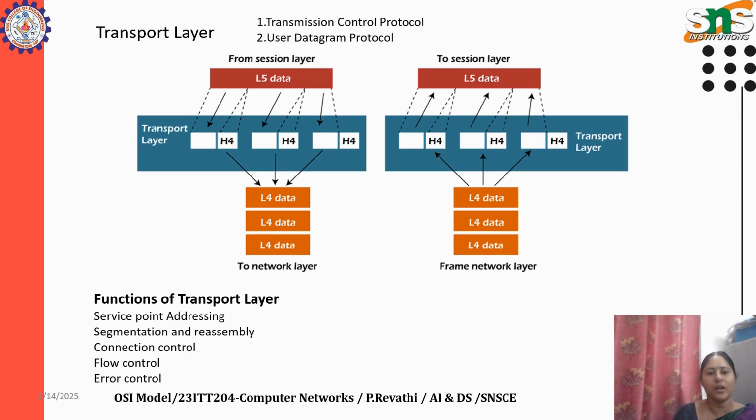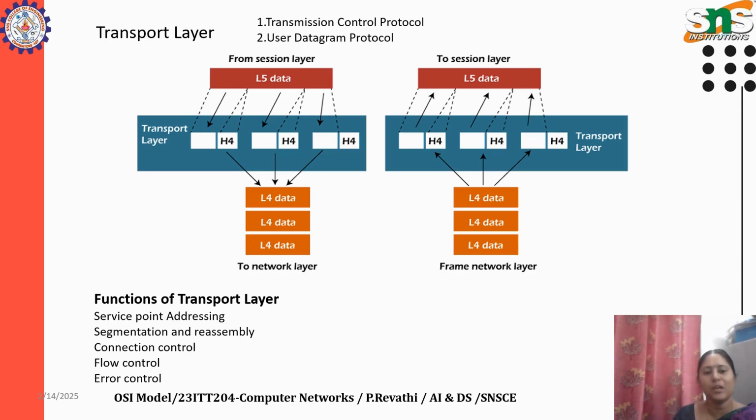Functions of transport layer. Service point addressing. Computers run several programs simultaneously, due to this reason the transmission of data from source to the destination is not only from one computer to another computer, but also from one process to another process.